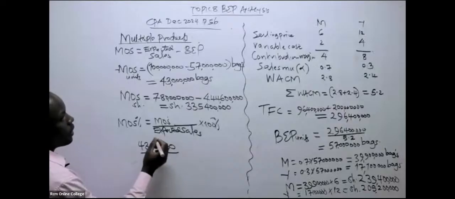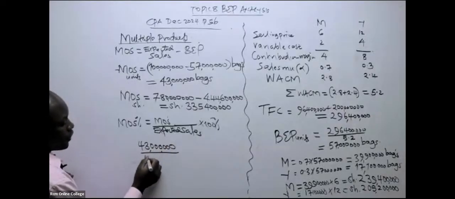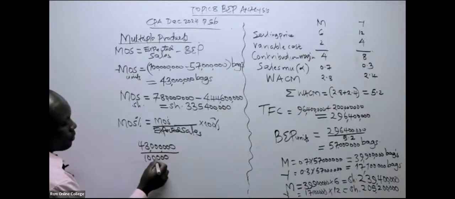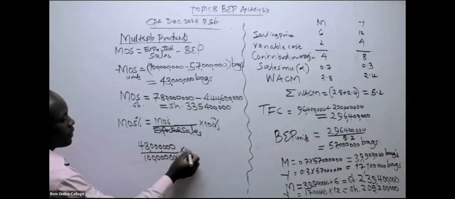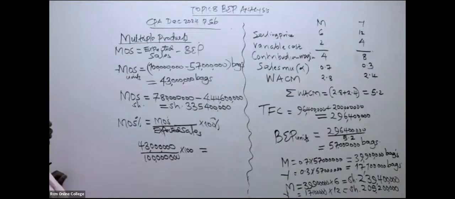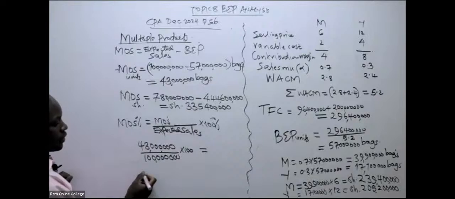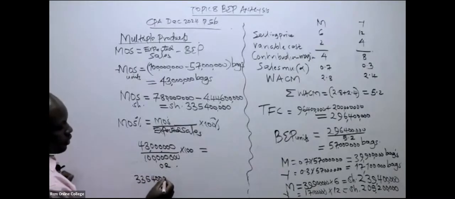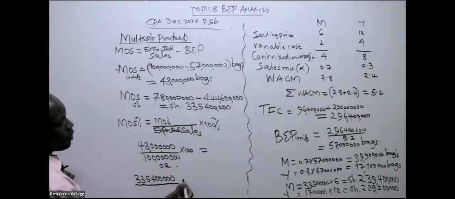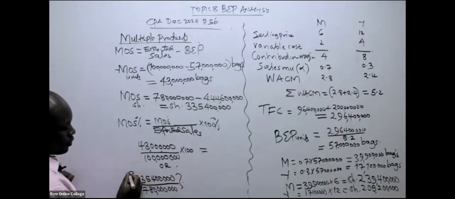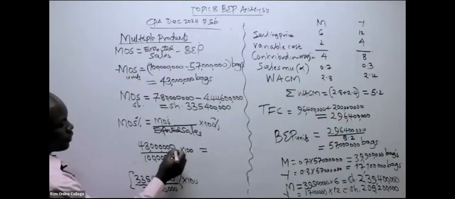43 million. We divide by the total number of bags or expected sales of 100 million, then we express as a percentage. We can also get it by use of the margin of safety in shillings. That is, 335,400,000 divide by 780 million. The whole of this we express as a percentage.